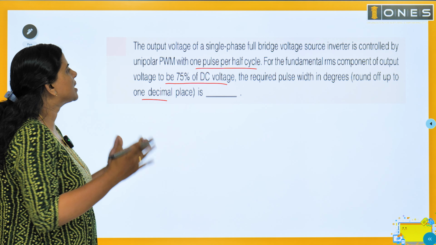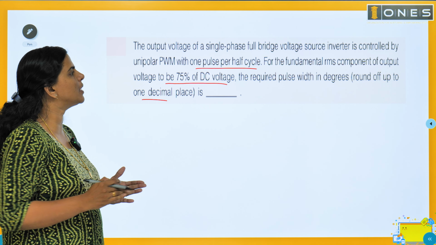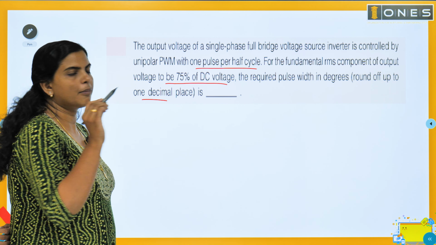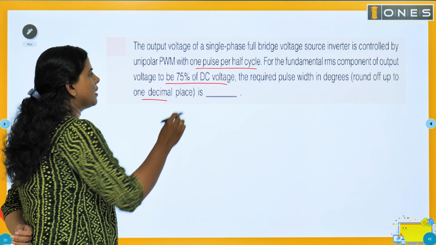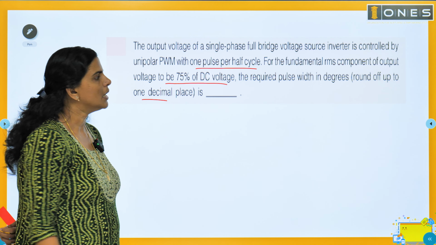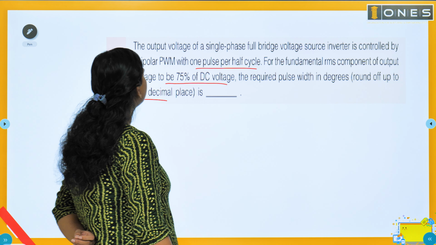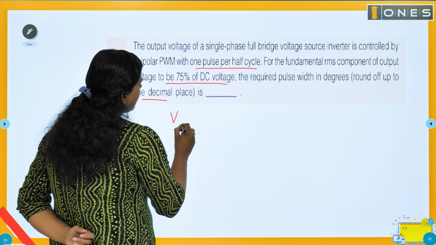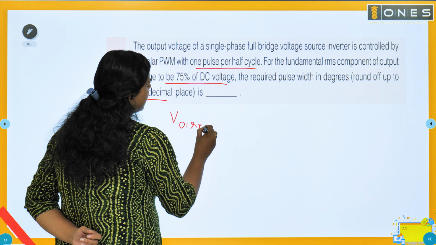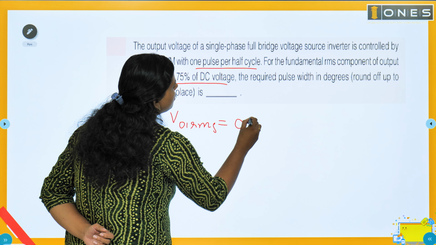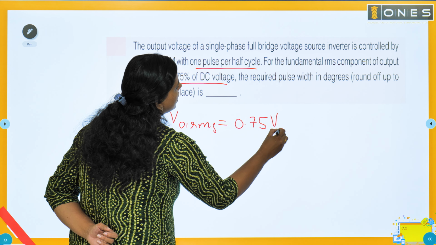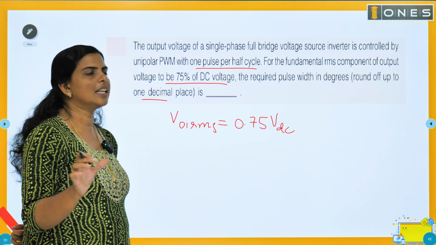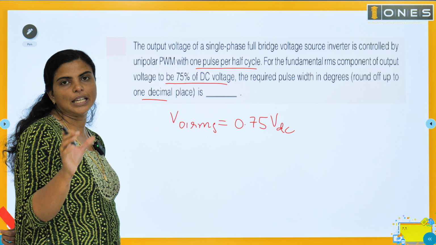Okay, so question പറഞ്ഞിരിക്കുന്നത് ഒരു സിംഗിൾ ഫേസ് ഫുൾ ബ്രിഡ്ജ് വോൾട്ടേജ് സോഴ്സ് ഇൻവെർട്ടർ ആണ്. ഓക്കെ, അതിനകത്ത് നമ്മൾ സിംഗിൾ പൾസ് വിത്ത് മോഡുലേഷൻ ആണ് യൂസ് ചെയ്യുന്നത്, 1 pulse per half cycle പറഞ്ഞിട്ടുണ്ട്. ദെൻ ഫോർ ദ ഫണ്ടമെന്റൽ RMS കമ്പോണന്റ് ഓഫ് ദ ഔട്ട്പുട്ട് വോൾട്ടേജ്, അതായത് V01 RMS എന്ന് പറയുന്നത് 0.75 VDC, ഇൻപുട്ട് DC ലിങ്ക് വോൾട്ടേജ് ആവണമെങ്കിൽ ആ പൾസ് വിഡ്ത്ത് കാണാനാണ് പറയുന്നത്, ഇൻ ഡിഗ്രീസ്.